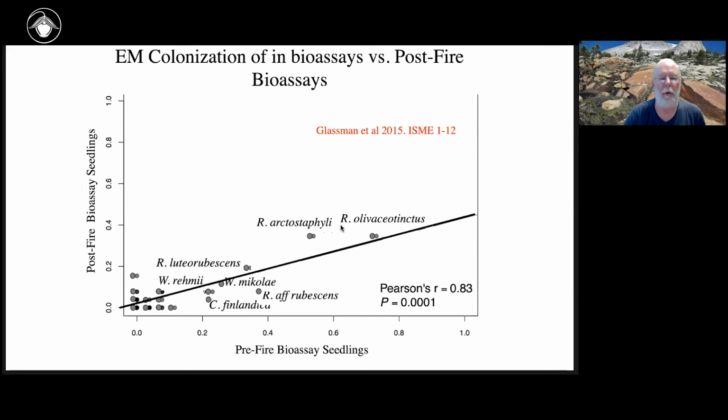And when we take soil from the burn and bioassay it and compare it to what it looked like pre-bioassay, it's basically a straight line relationship. It looks like the spores that were in the soil were not killed by the fire. They were still active in the bioassay, and they responded almost identically to what we saw before fire.